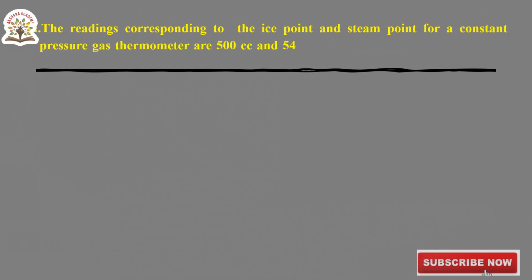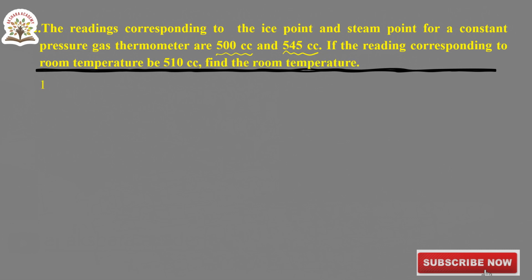The reading corresponding to the ice point and steam point for a constant pressure gas thermometer are 500 cc and 545 cc, cubic centimeter. If the reading corresponding to room temperature be 510 cubic centimeter, find the room temperature. Okay, here we have to calculate room temperature. Now let us go to the solution.